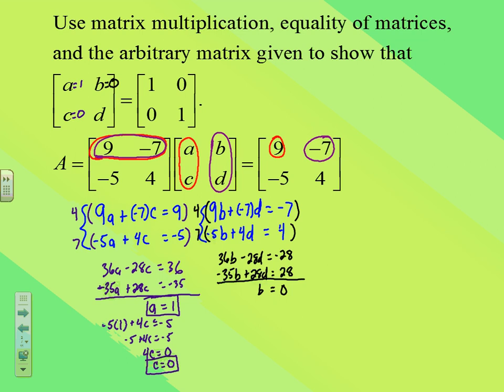So now that I know that b is 0, I'm going to stick it into either of the two equations. I'm going to stick it into the second equation again because the numbers are smaller than the first equation. So now I'm going to say negative 5 times 0 plus 4d is equal to 4. Well, that canceled, so I have 4d is equal to 4, and if I divide both sides by 4 to get d by itself, I get 1, so d is equal to 1.